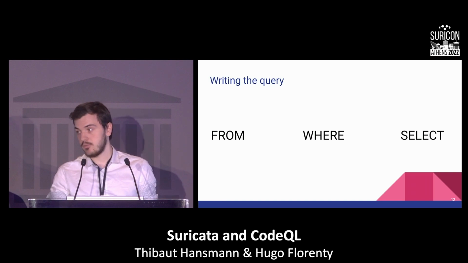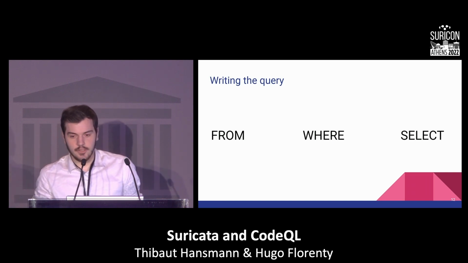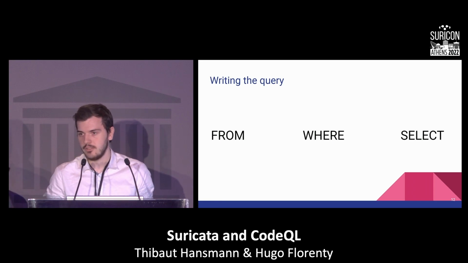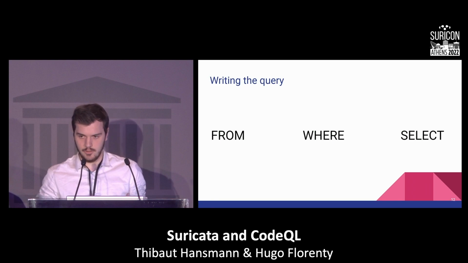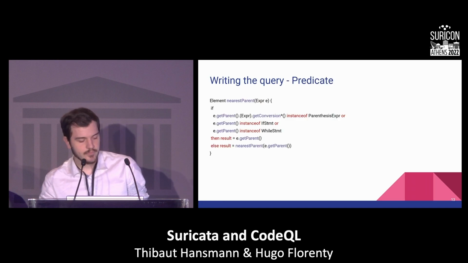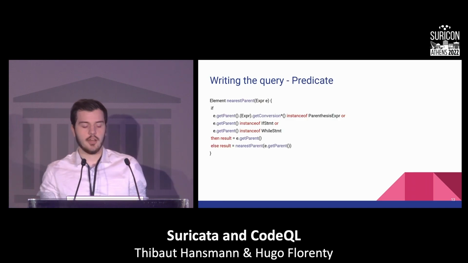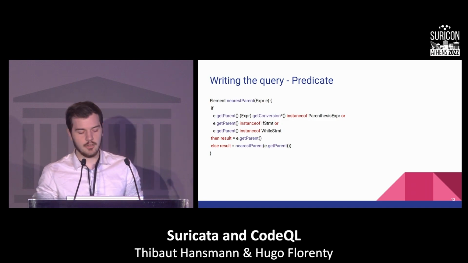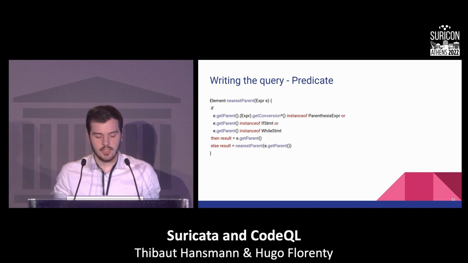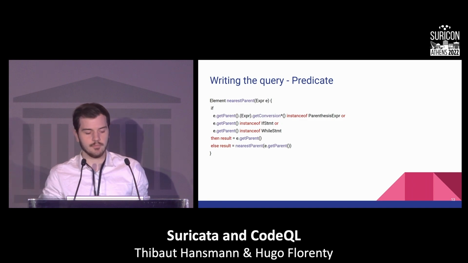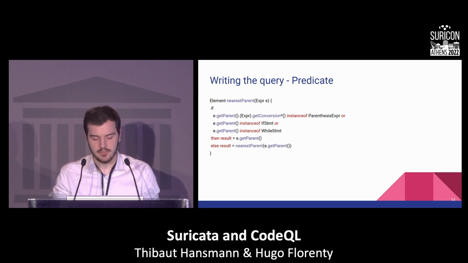The where is the part where the magic happens. You create the logic that you want behind your query to find what you really need, and the select is just the display for your query. You also have another part of CodeQL called a predicate. A predicate is just a function that can return elements or just true or false, and that helps you create a simpler query and improves how readable your query is.